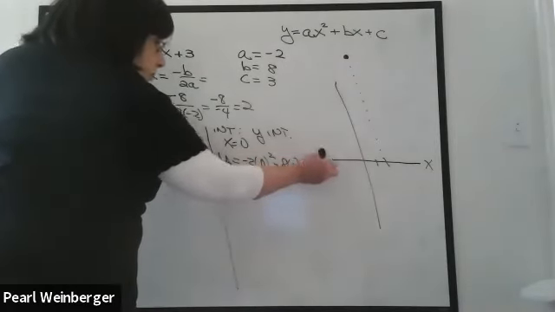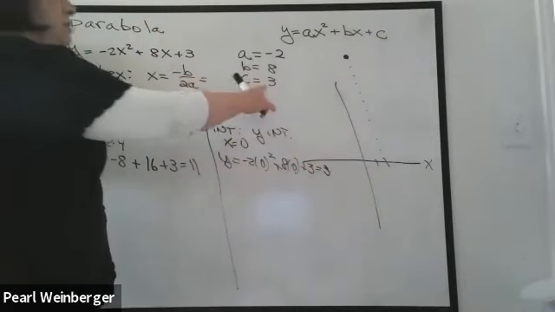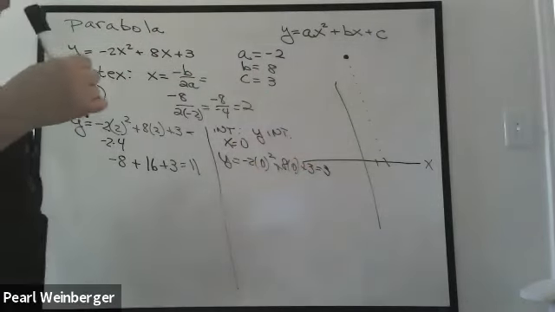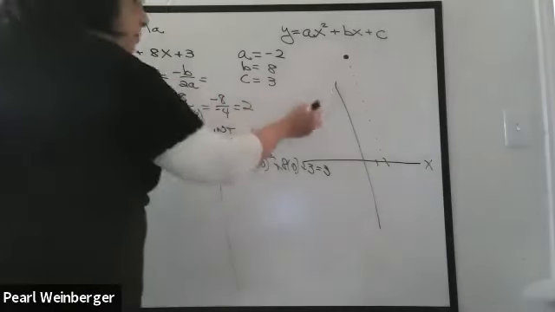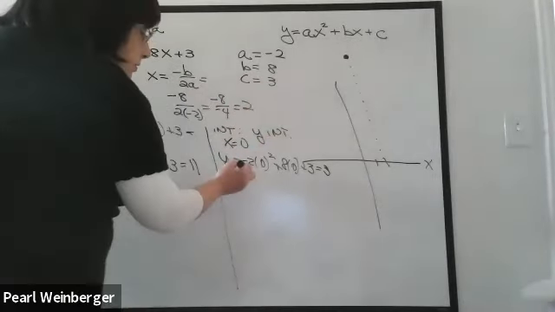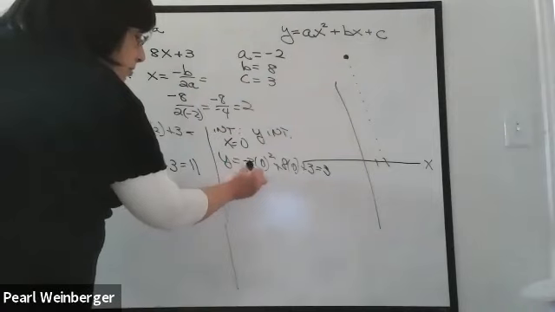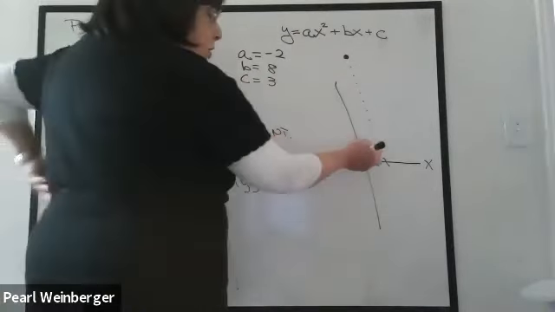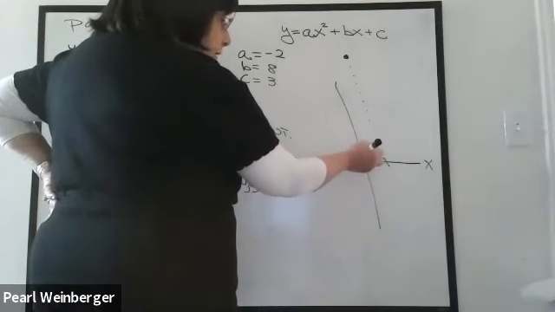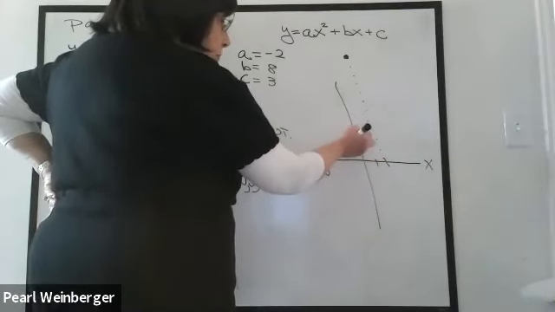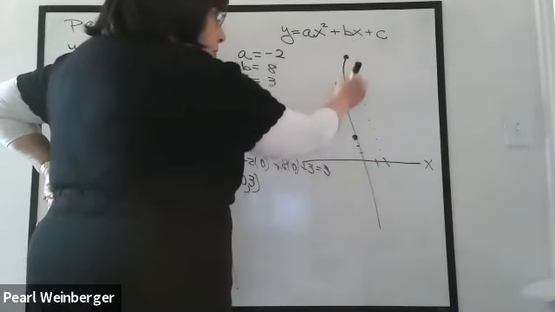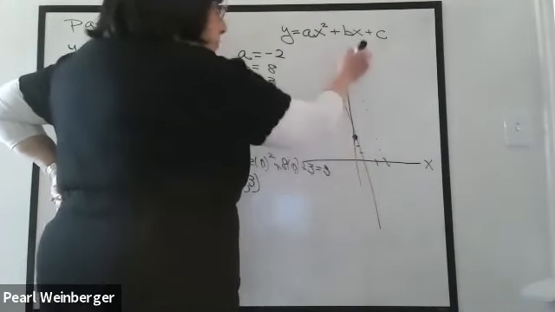In other words, in general, the c is the y-intercept. The y-intercept is the point, 0 is the x, 3 is the y. If I wanted to draw it on my graph, here it would be 1, 2, 3. Which means that my graph would look like this.